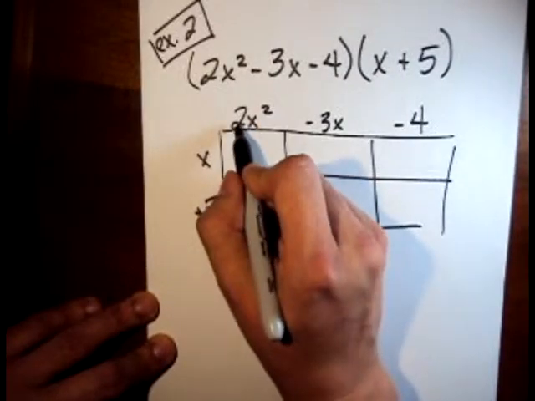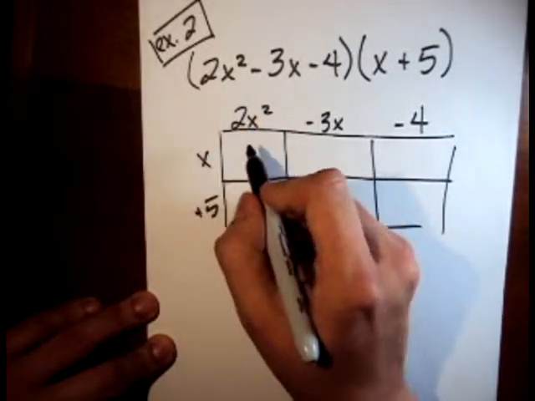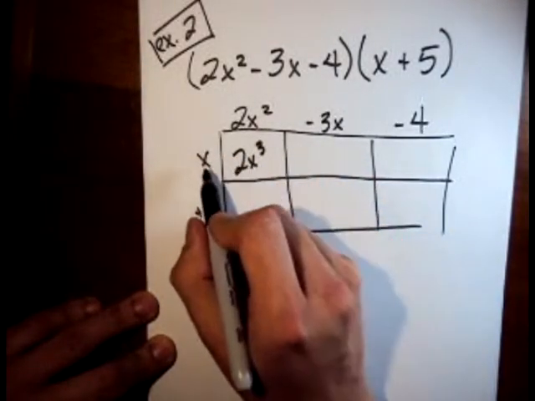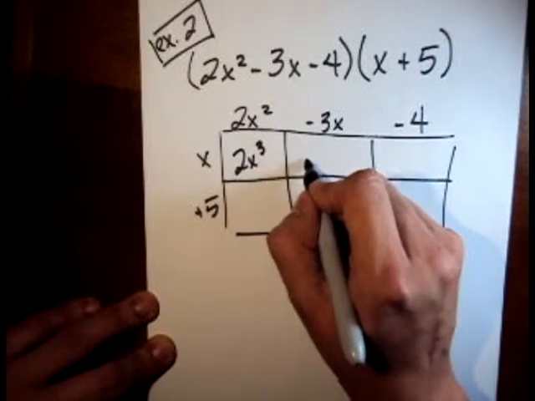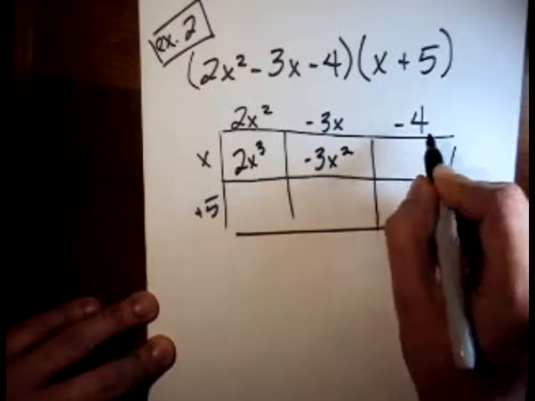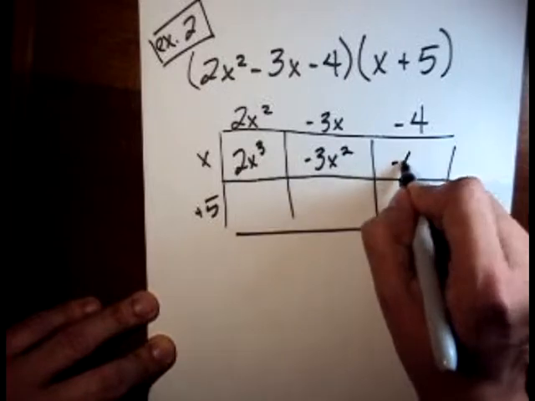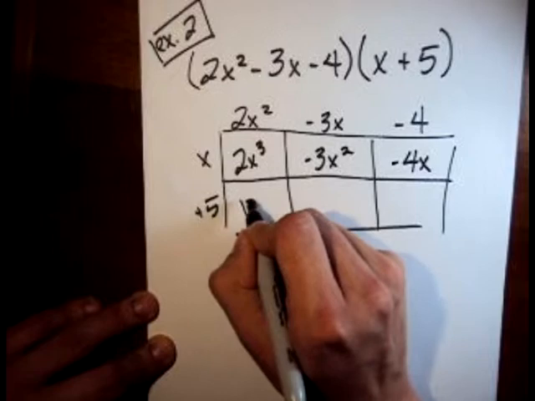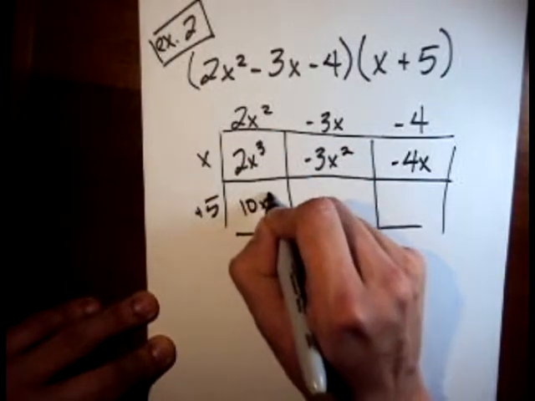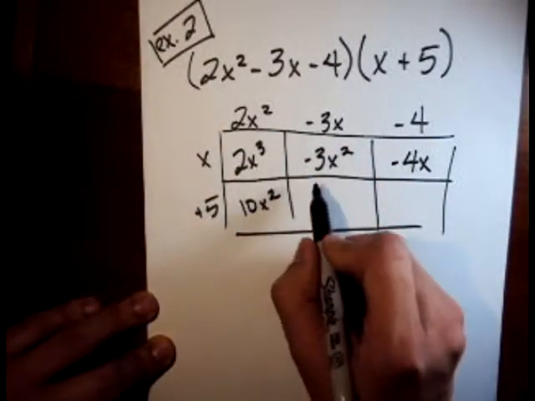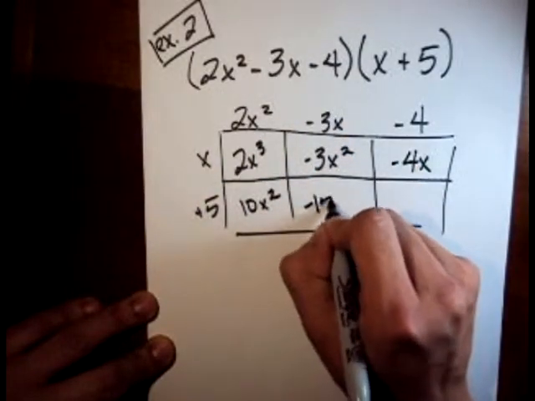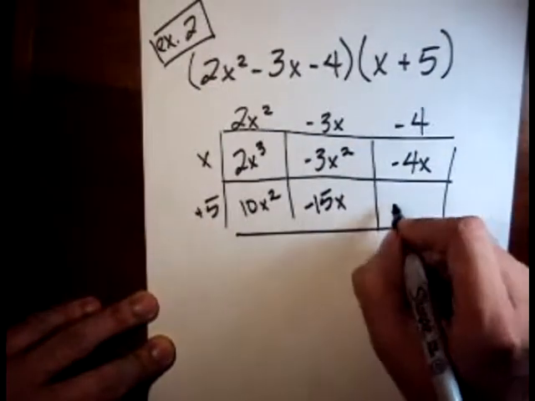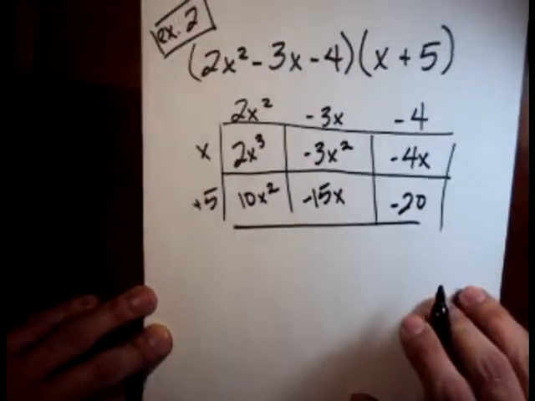So we're going to do our multiplication. Let's see here. So we have 2x squared times x. So it gives us 2x to the third. We have x times a minus 3x. That's going to be minus 3x squared. And a negative 4 times x. That's minus 4x. Down here, we're going to say 5 times 2, that's 10, and then our x squared comes along for the ride. 5 times the negative 3, it's going to be a minus 15, and then our x comes along. And then 5 times minus 4, that gives us minus 20.